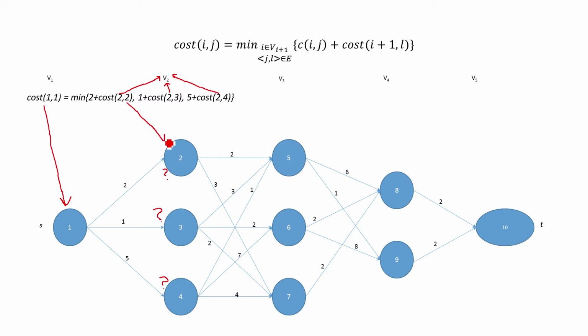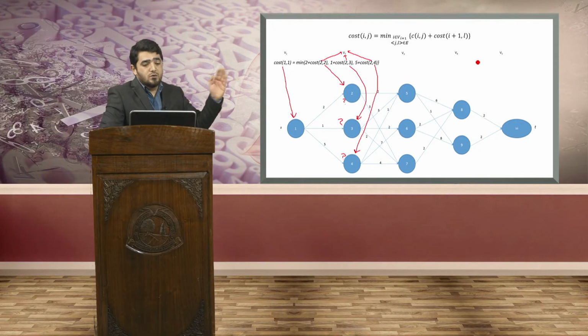So at stage 1 we have to make 3 choices, and we need to select the minimum of the 3. Either we select node number 2, or node number 3, or node number 4. We also need to incorporate the cost of the edge from stage number 1 to stage number 2, meaning from node number 1 to node number 2, or to 3, or to 4.